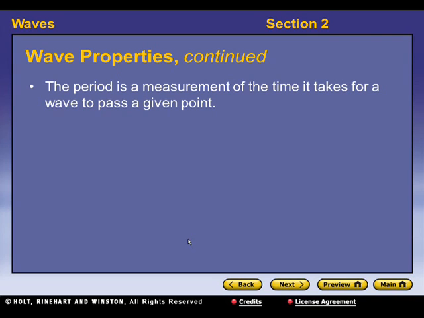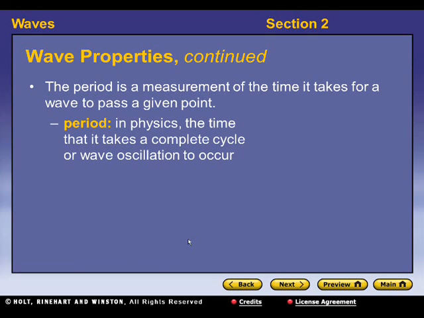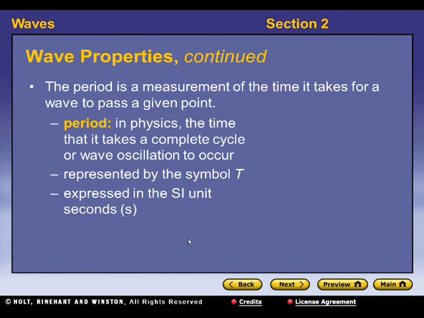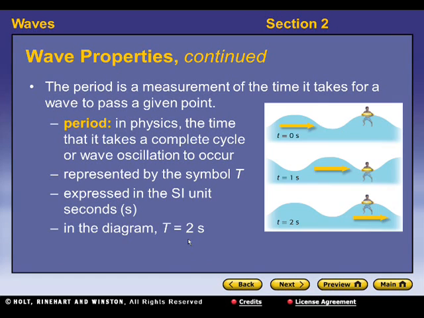Period. Period is a measurement of the time it takes for a wave to pass a given point. So period in physics is the time that it takes a complete cycle or wave oscillation to occur. So this is just one complete cycle of a wave. How long does it take? If you had a stopwatch, start, stop on one cycle, see how long it takes. Represented by the symbol capital T, expressed in SI units of seconds.